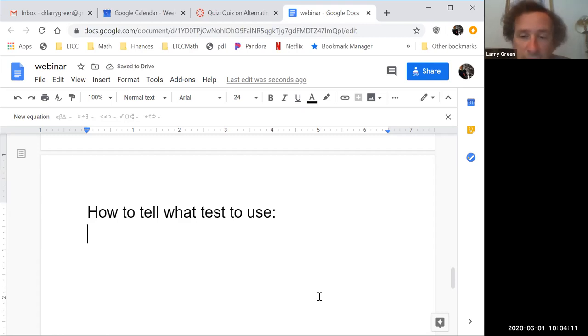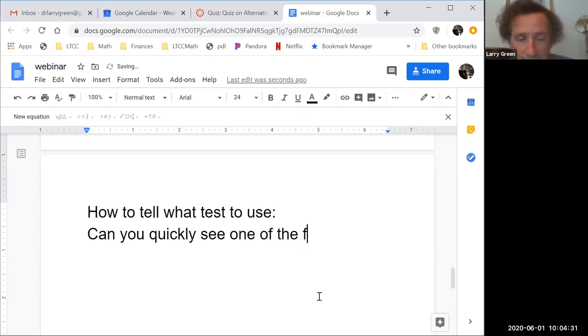Okay, so the first thing you want to do is look for what kind of problem this is. So can you quickly see one of the following? Again, I recommend doing it in your head. Don't write it out, because otherwise it'll take too long. So just do a bunch of things in your head really fast. Okay, if you can't do it fast, then it may not be the best anyway.